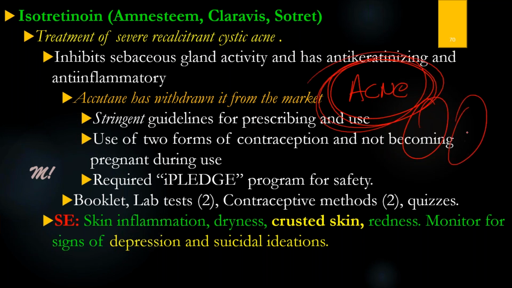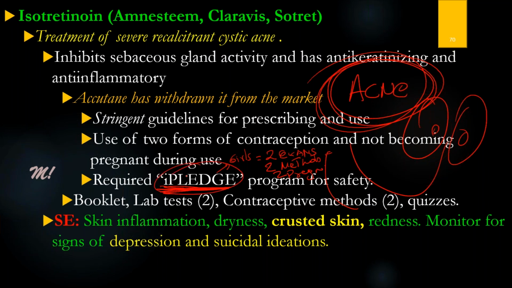All right, so open eyes, open ears. Here we have isotretinoin, which is used in the iPledge program. When these girls are going to use this, they need two methods of contraception and two pregnancy tests in order to receive the treatment. The problems with this are going to be crusted skin, so the skin is going to be like a crust, redness, dryness of the skin. Okay, open eyes, open ears. I told you here, open eyes, open ears. And please be careful with depression, suicidal ideas.